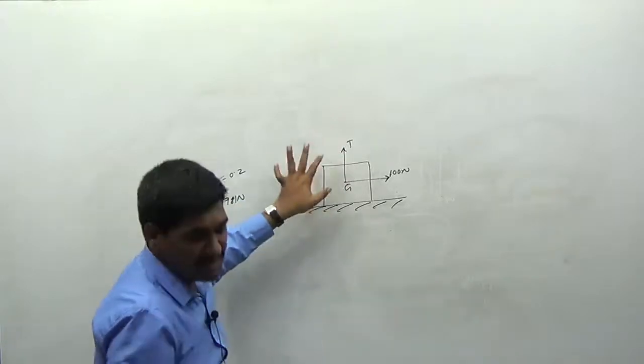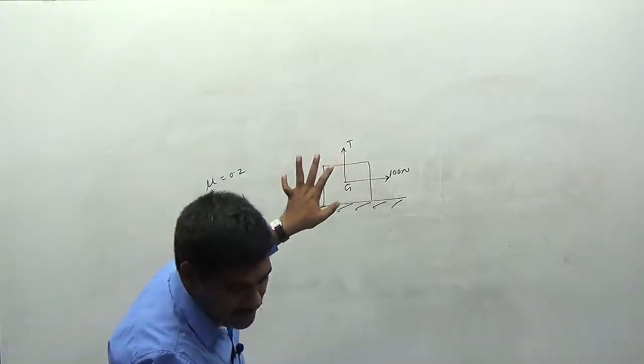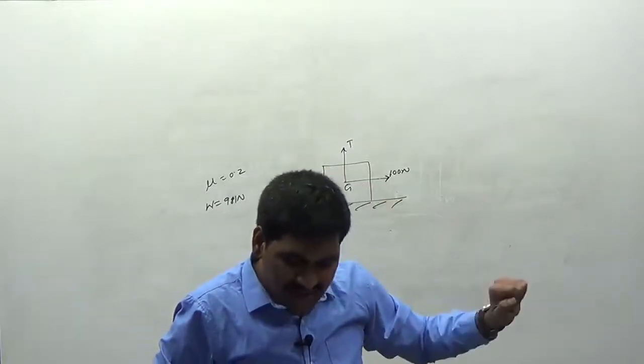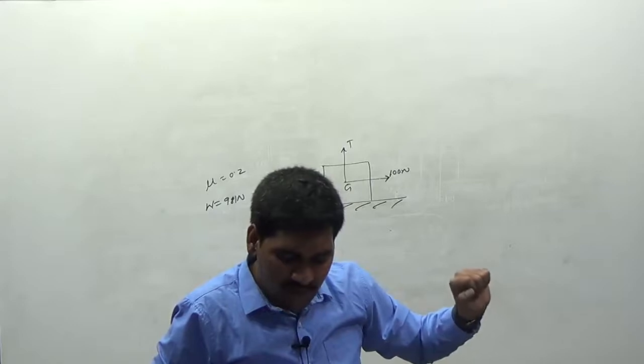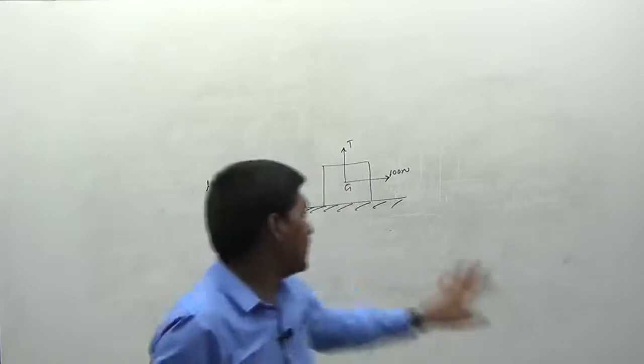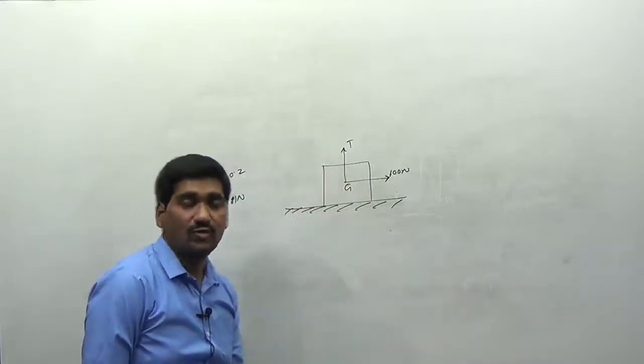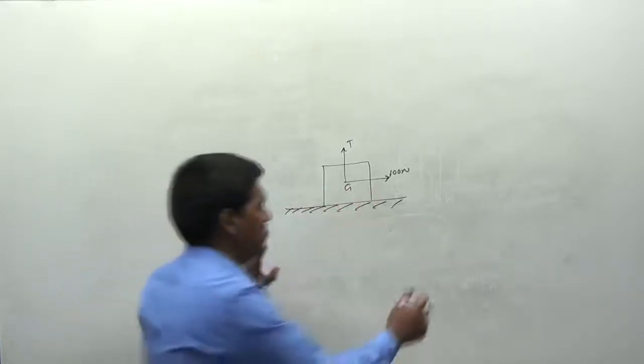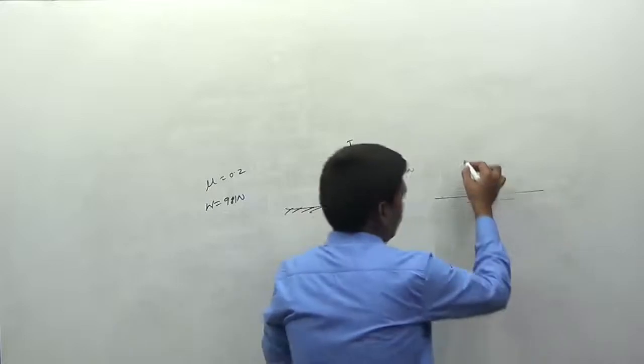Now I want to determine what will be the tension in the cable if the man is just able to move the block towards right. What is the tension T? I want to calculate. Okay. Simply draw the free body diagram of this block here. You can understand clearly, right? I am drawing the free body diagram of this block here.